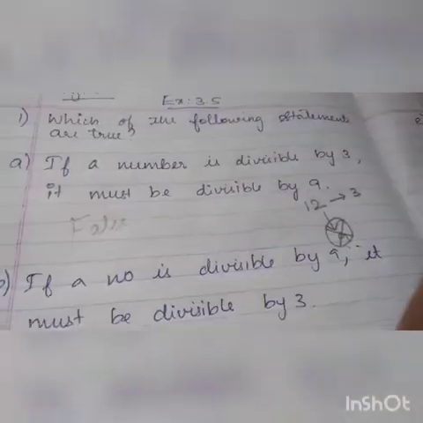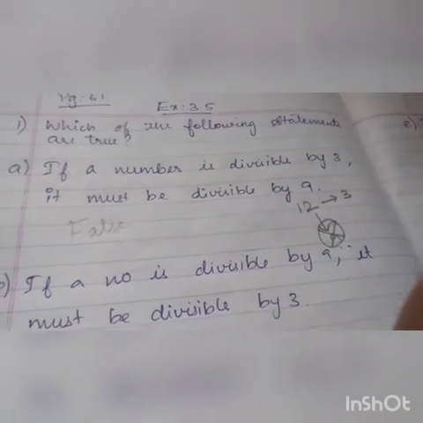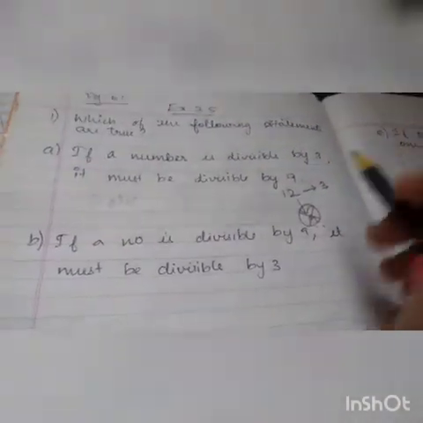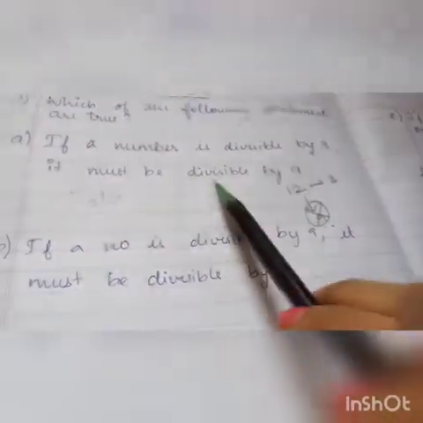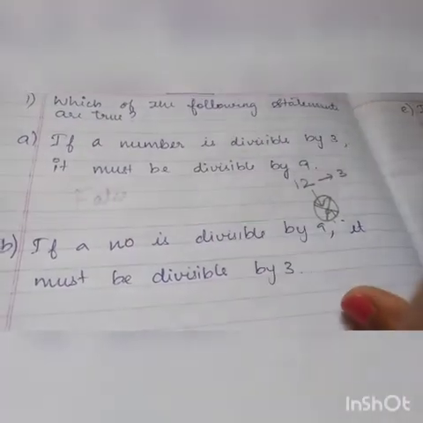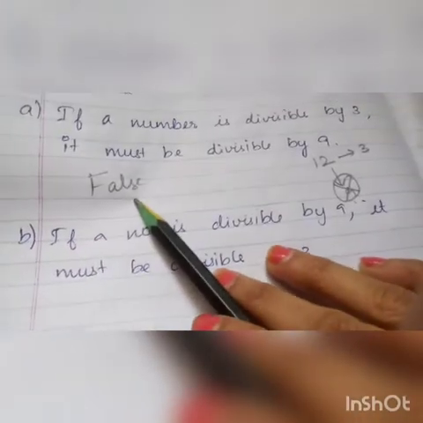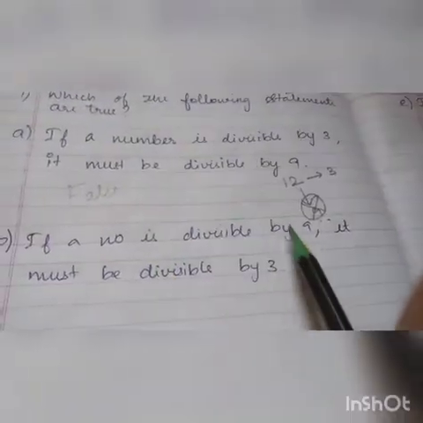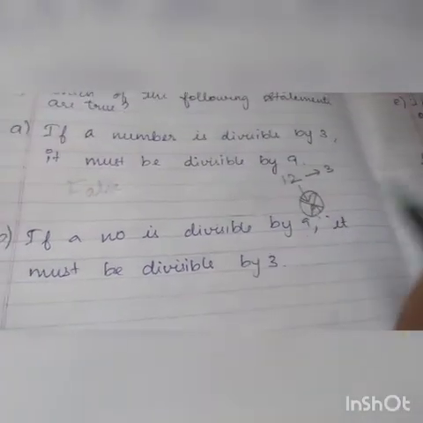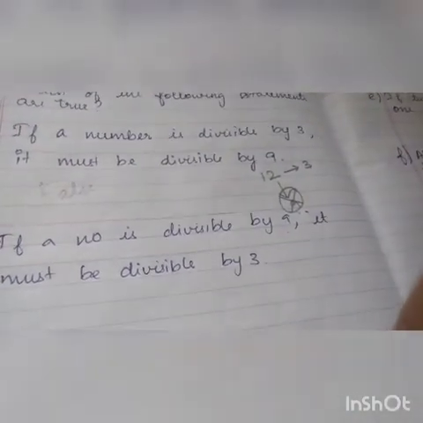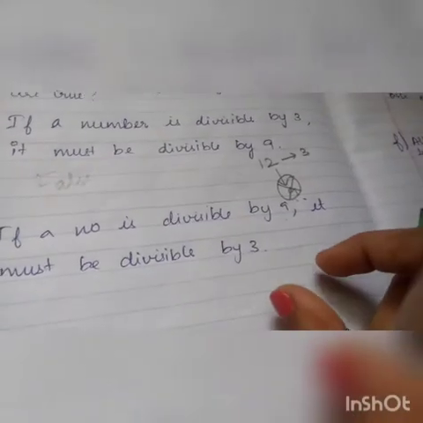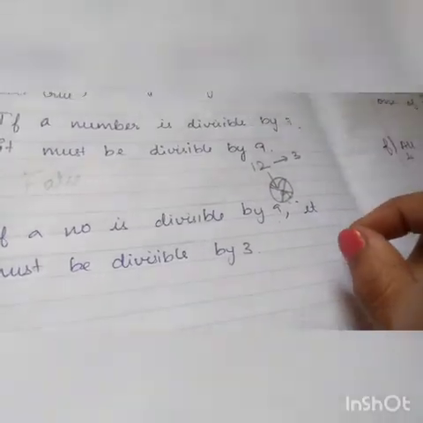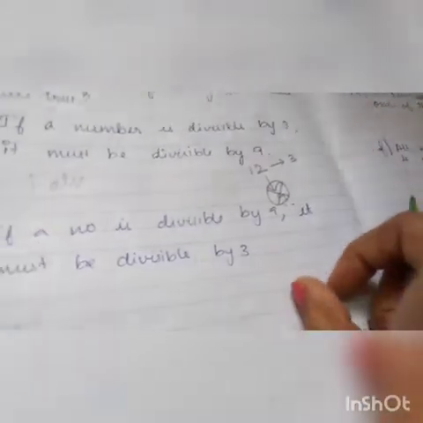Okay, you can write false. Okay children? If a number is divisible by 3, it need not be divisible by 9. Okay, understood? You can write the answer as false. B question. If a number is divisible by 9, it must be divisible by 3. Okay, what they are saying now, if a number is divisible by 9 means it should be divisible by 3.